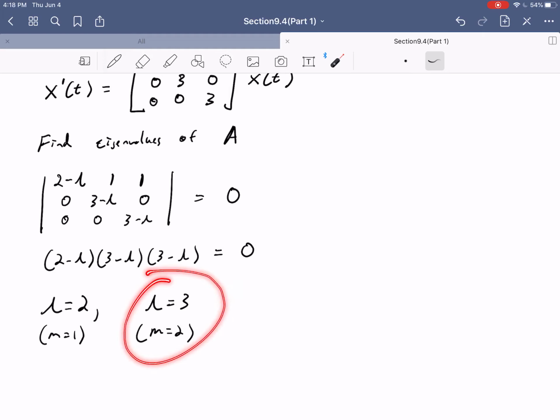So we're a little concerned here because we know that with multiplicities higher than 1, there's the potential to be defective. Doesn't mean that it will be defective. If we can find 2 linearly independent eigenvectors for lambda equals 3, we'll be fine, but we've got to be a little concerned here. All right, now let's go ahead and find those eigenvectors.